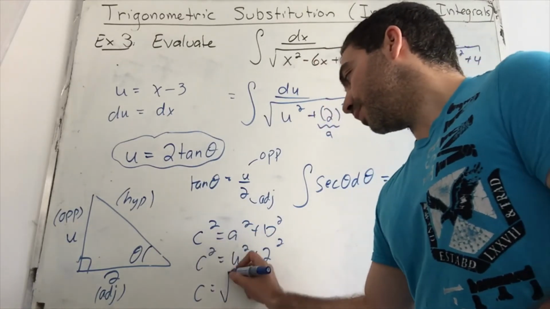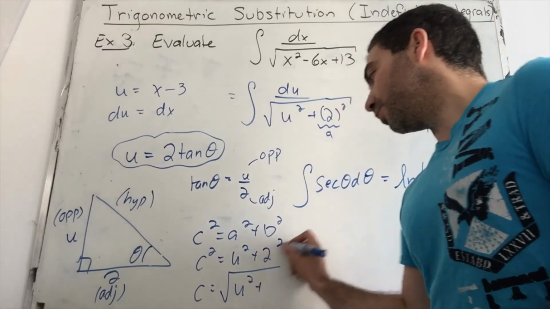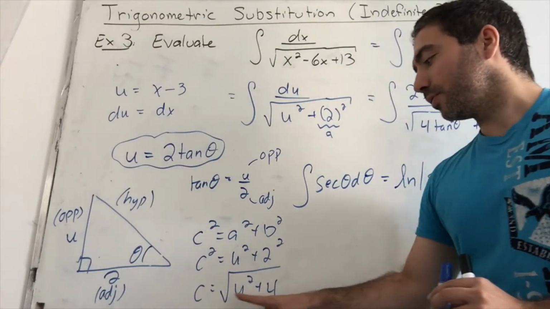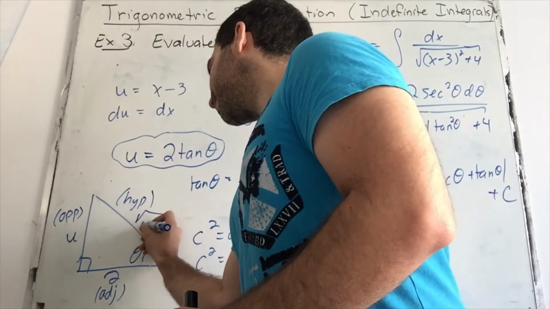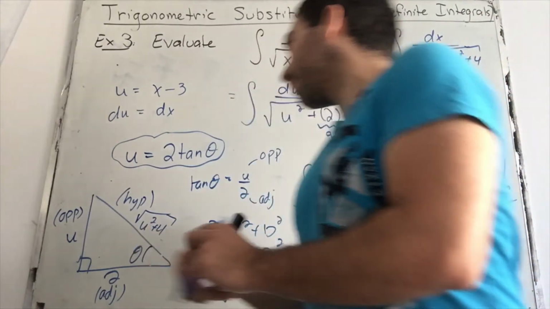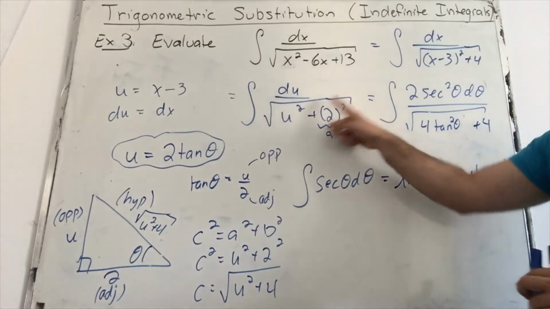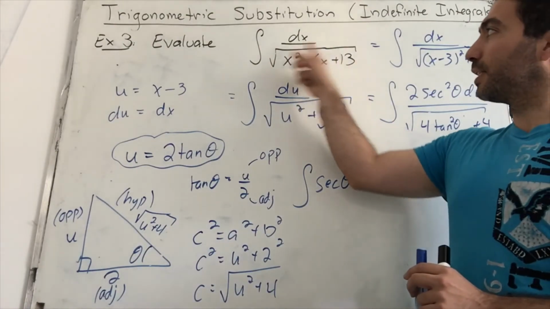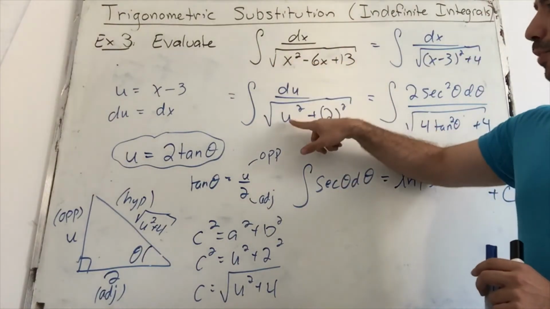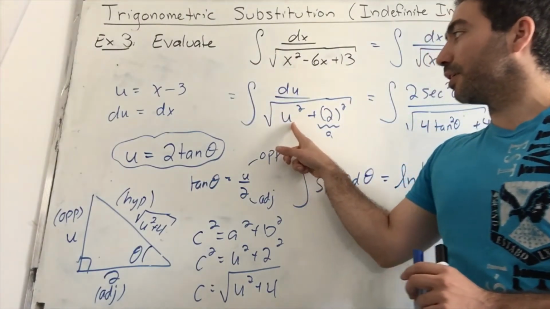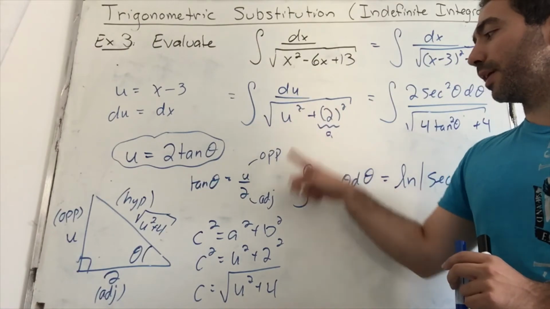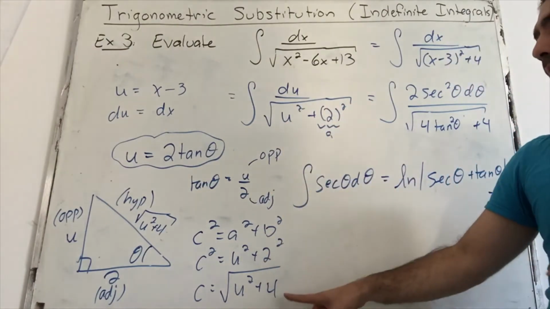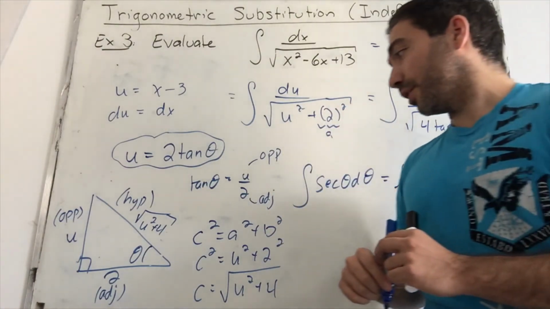Square root both sides, we get square root of u squared. 2 squared is just 4. So it's the square root of u squared plus 4. Is this correct? Let's go ahead and check. Is that what's sitting up here? Yeah. It's not exactly in the form of what we started up here, but we transformed it into this stage here, which is square root of u squared plus 4 in terms of u. And that's what we have here. 2 squared is 4. So this is good.